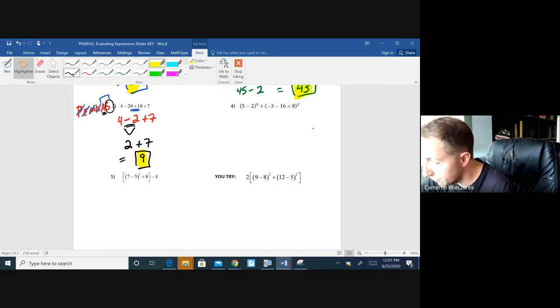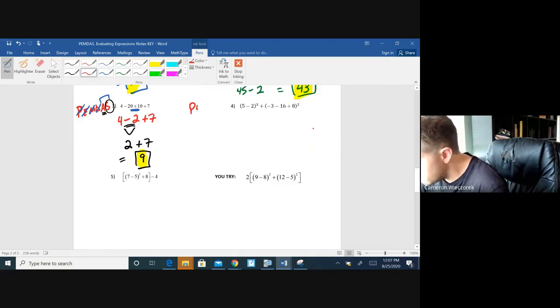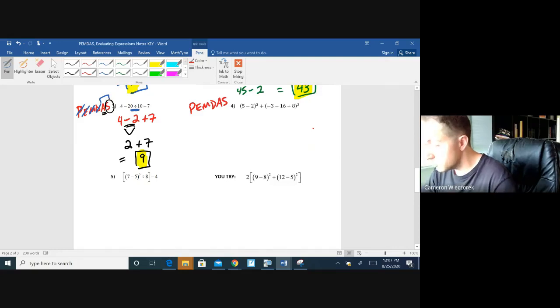In number 4, this time we do have parentheses. So PEMDAS, you have 2 sets of parentheses. So I'm going to just do them from left to right. That's a nice systematic way of going about it. So if I start with the left parenthesis, I'm going to evaluate what I see inside. I see 5 minus 2, which is 3.